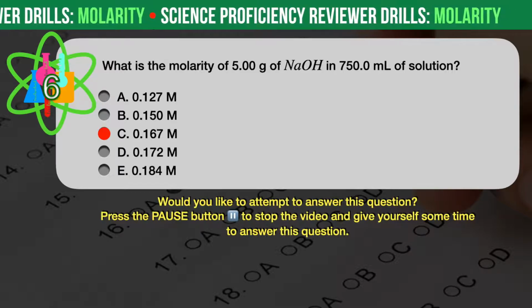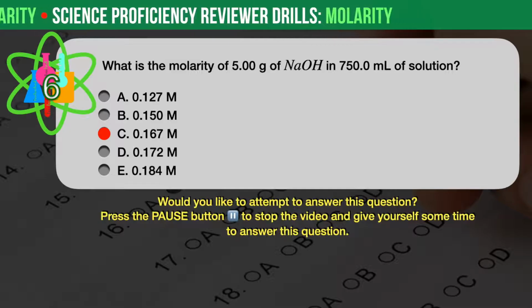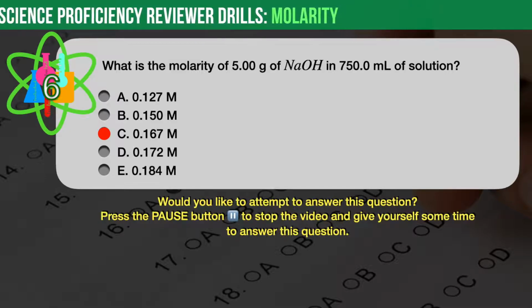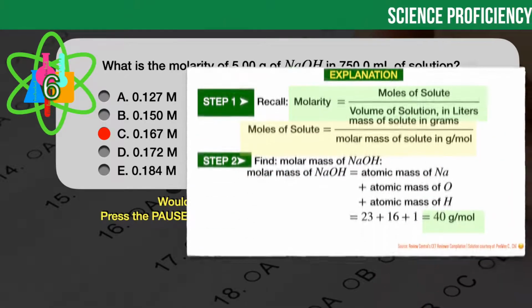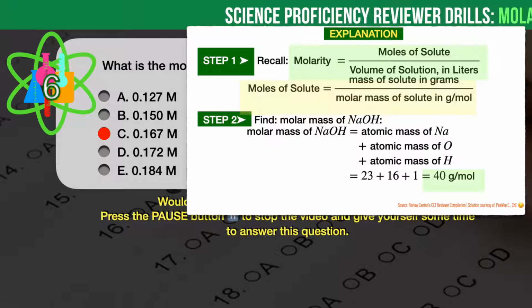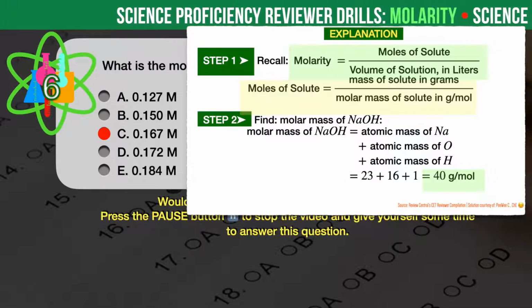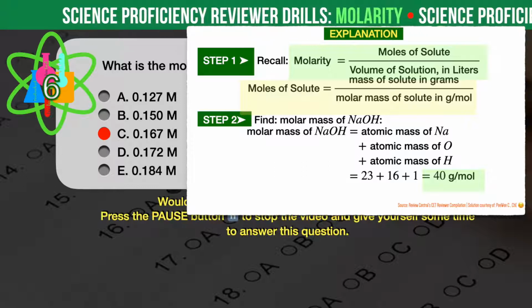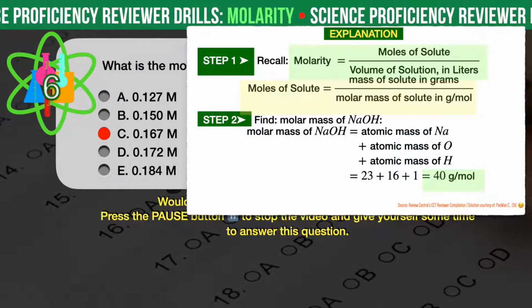This is yet another question very similar to the previous drill questions, in which we are asked to find the molarity of a solution, given the mass of solute and the volume of the solution. By now you should already be very familiar with our steps. We now jump straight to step 2 to get the molar mass of our solute, which this time around is sodium hydroxide, NaOH. We'll need the atomic masses of sodium, oxygen, and hydrogen, which are 23, 16, and 1 respectively. We should arrive at 40 grams per mole.